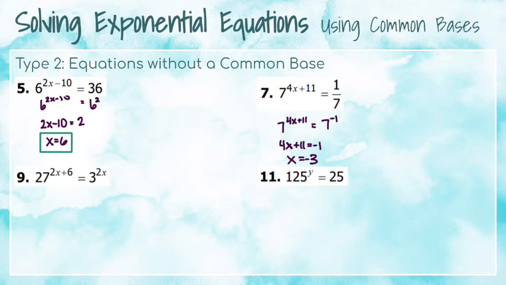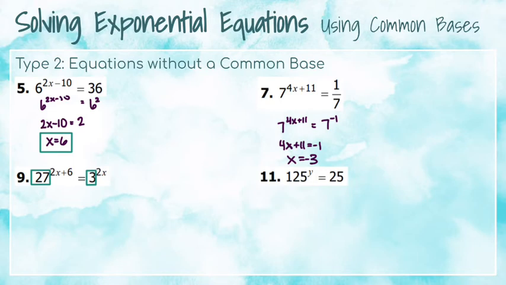So let's talk about number 9. All right, on number 9, we want to look at our bases, 27 and 3, and think about how we could come up with a base in common. Well, 3 is a prime number, which makes me think that it's not really going to be able to be broken down anymore. And 27 is a perfect cube. And this is something that you might have to mess around with, guessing and calculating, to figure out.